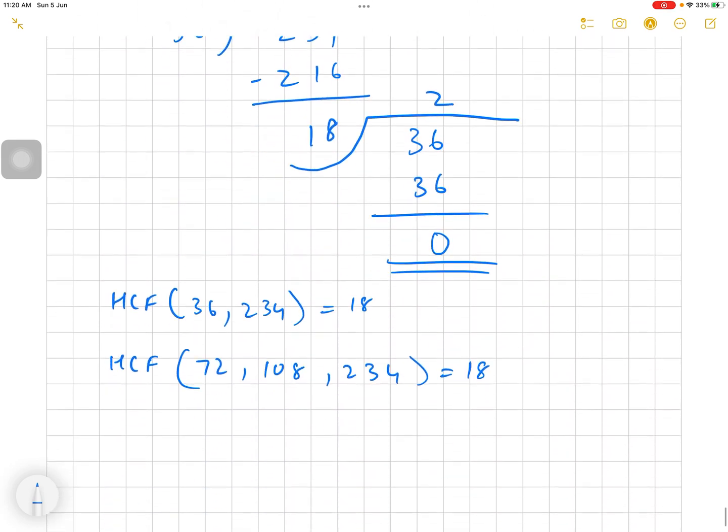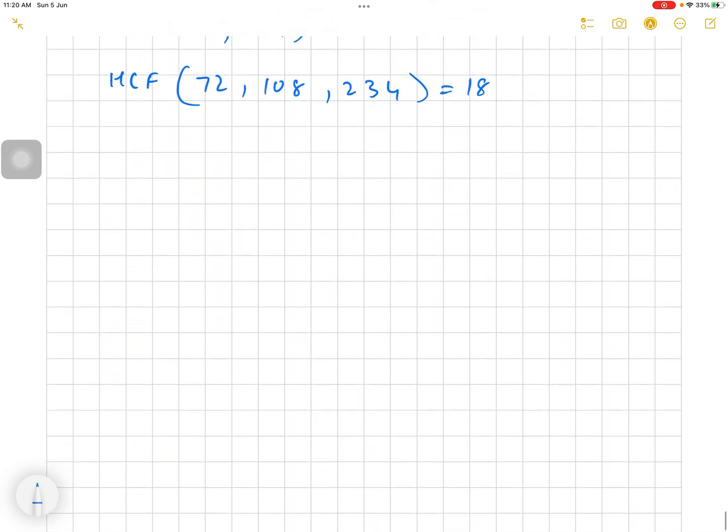So when it comes to HCF, there are a few notes. The note is, suppose there are two numbers A and B, and A divides B or B divides A. Then HCF is equal to the number which divides the other number. Okay, so I'll write it like this.